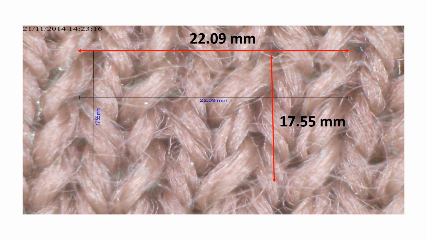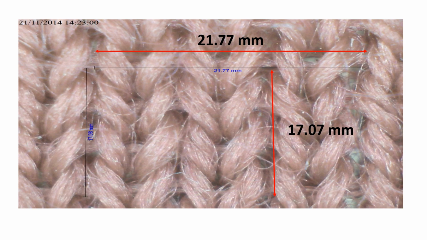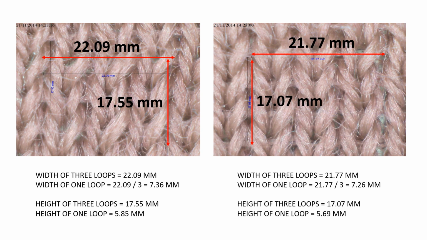If we have two swatches with little difference in loop length, as illustrated in the illustration, the trained eye can see that the stitch quality is different in both swatches. But how much? It's difficult to determine the difference in the loop length. If we look at the two knitted swatches after magnifying these under a microscope and measure the height and width of three loops, we can find out the difference between the loop height and loop width.